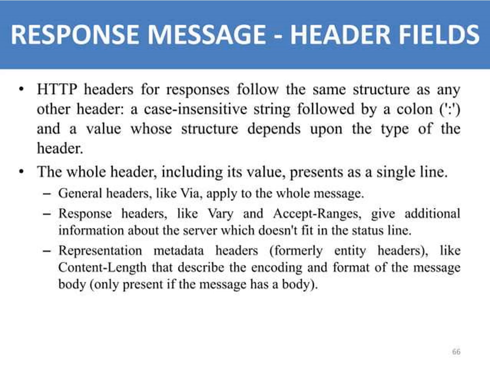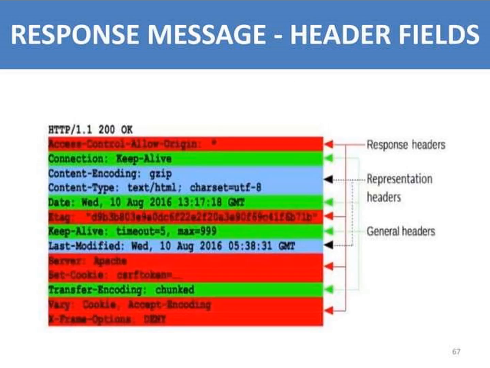The next one, header field. HTTP headers of a response follow the same structure as any other header: a case-insensitive string followed by a colon and a value whose structure depends upon the type of the header. The whole header, including its value, is presented on a single line. These are the examples of header fields.